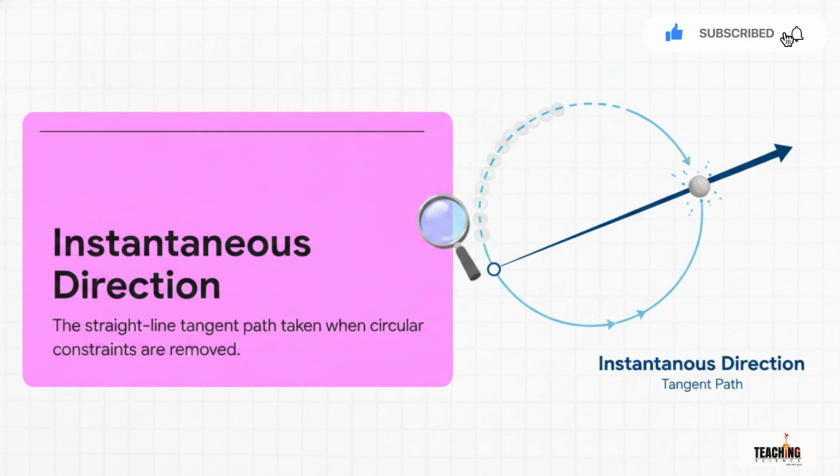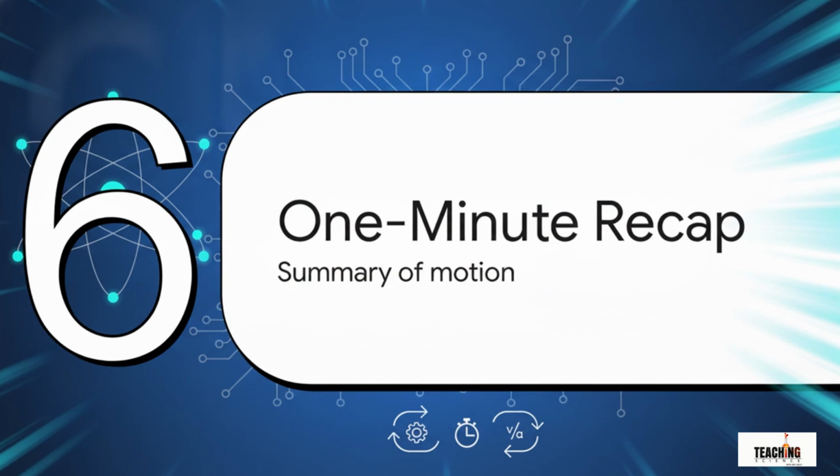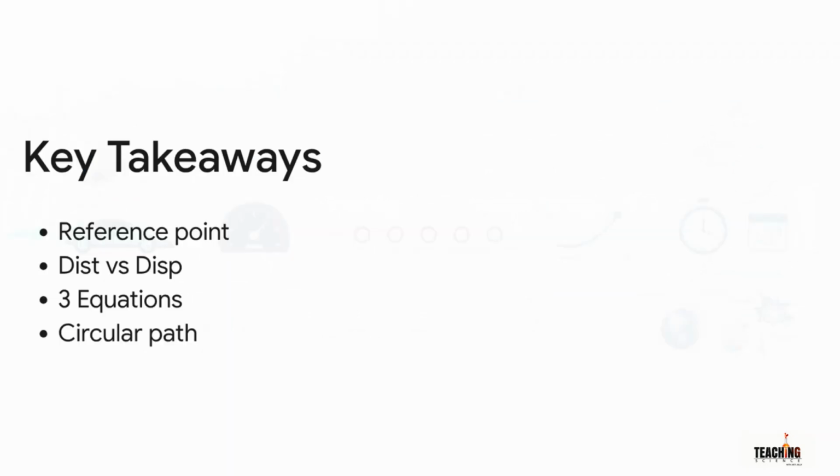This shows us something amazing. An object moving in a circle is actually constantly trying to move in a straight line, but the boundary forces it to continuously change its instantaneous direction. Part 6, 1-minute recap. We have covered some seriously incredible ground today. It's time to lock in everything we've learned with a rapid-fire summary.